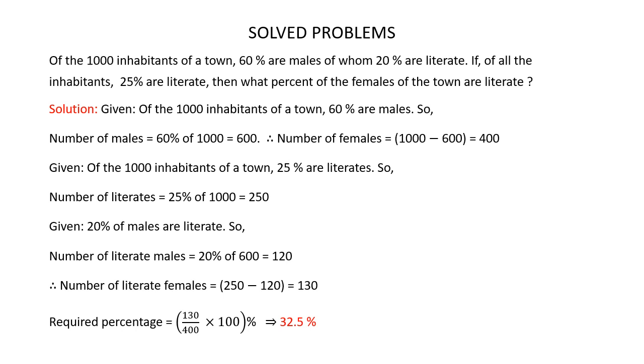Now we are asked to find out what percent of the females of the town are literate. So the required percentage is 130 divided by 400 multiplied by 100%. When you solve this, you will get 32.5%. So 32.5% of the females of the town are literate.